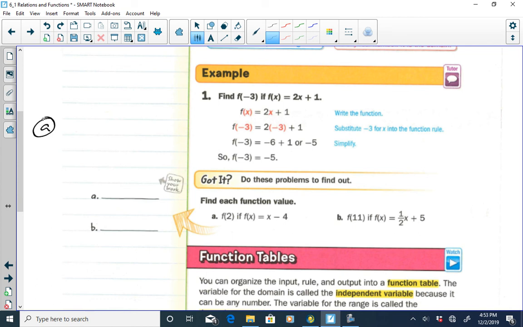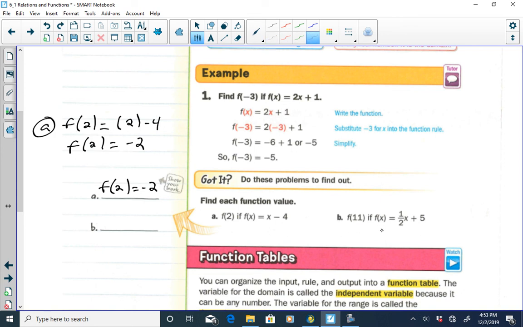So for part A, we have f of 2, right? F of 2 is going to be equal to 2 minus 4. So if f of x is equal to a number x minus 4, and we're replacing x with 2, it's going to be 2 minus 4, right? So f of 2 is going to be equal to 2 minus 4 is negative 2. So f of 2 equals negative 2 for part A.